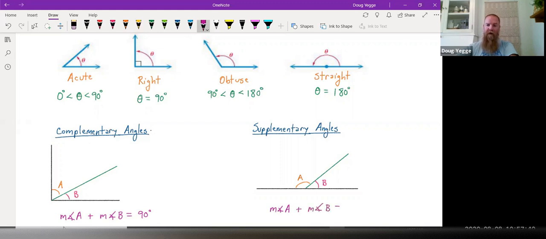And so if you already know one angle, then you could find its complement or its supplement by just subtracting from 90 or 180 to find what the result is.